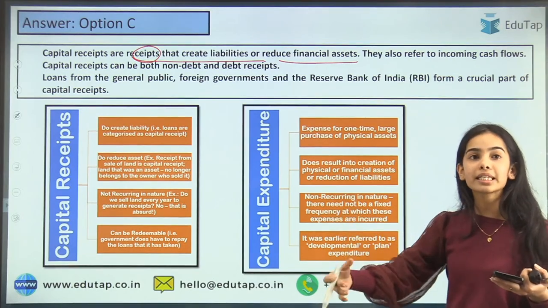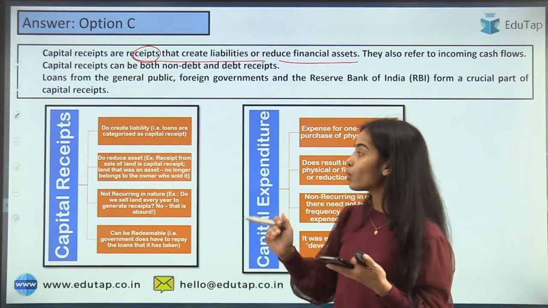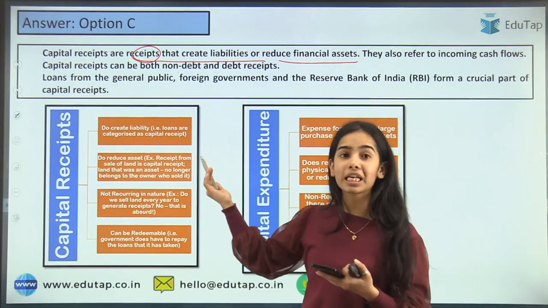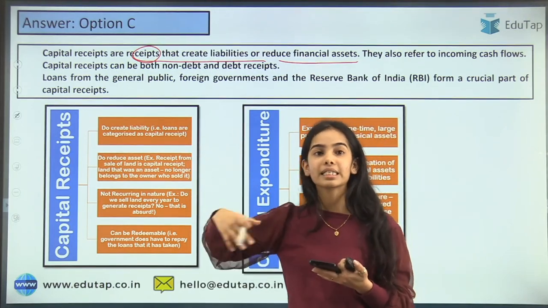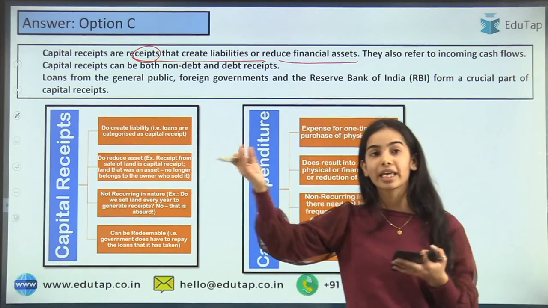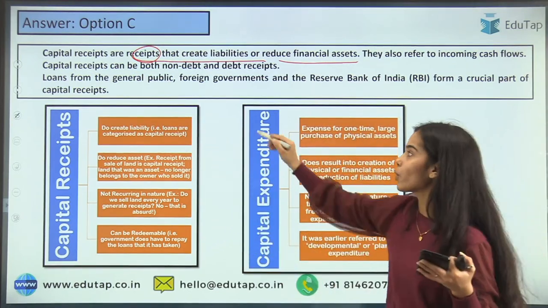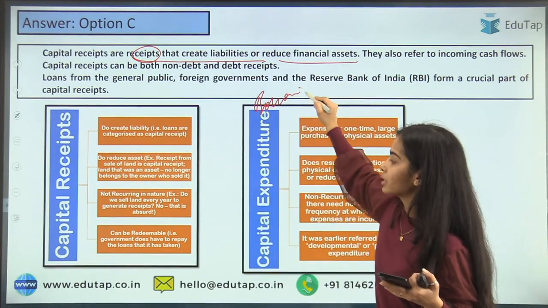Or you are disinvesting, that means you are reducing your assets. So that happens, non-recurring in nature they are. The other ones, the dividends and everything, they were recurring in nature. So they came in the revenue receipts. Only the borrowing came in the capital receipt.